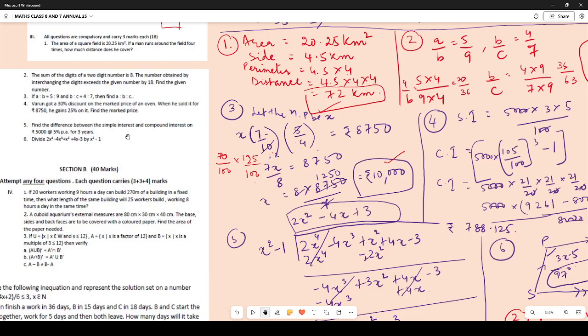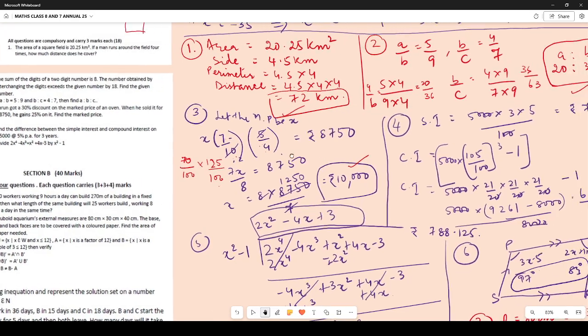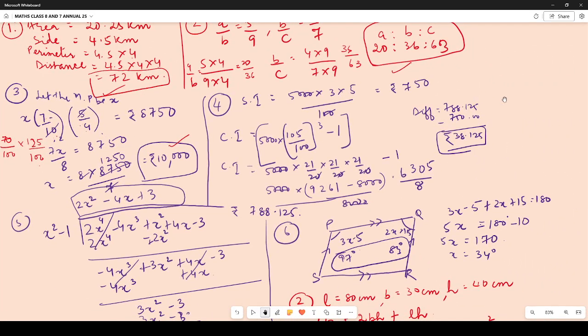Now find the difference between simple interest and compound interest on rupees 5,000 at 5% per annum for 3 years. So first we find the simple interest. Now we find the compound interest. So compound interest is P into 1 plus R by 100 to the power of how many years are there, minus 1. So when you solve this, what you get is 5,000 into 21 by 20 into 21 by 20 into 21 by 20 minus 1, right?